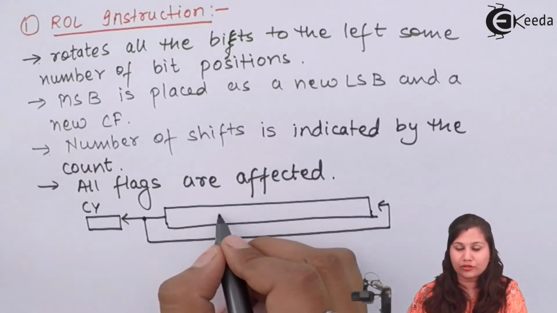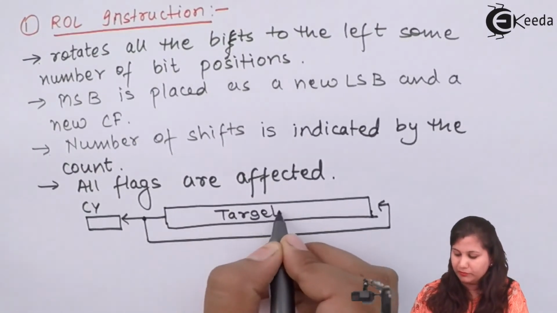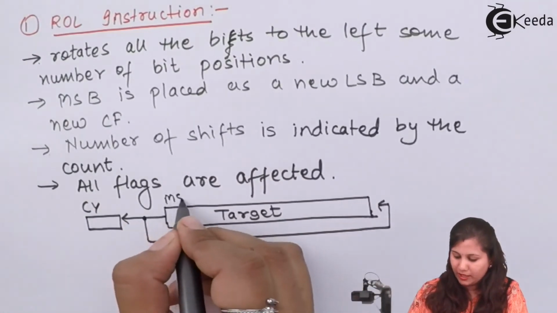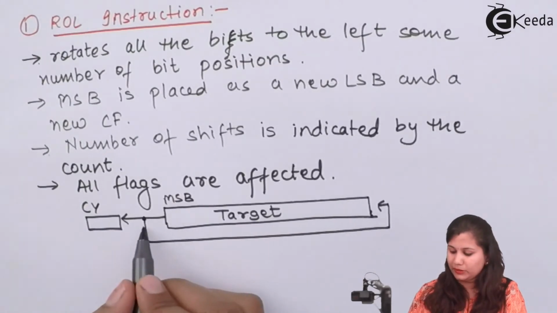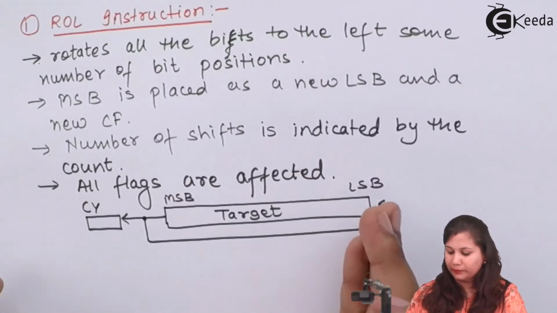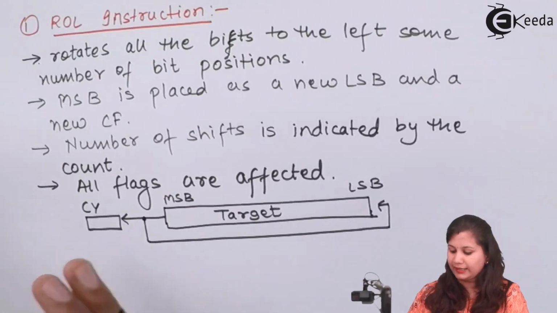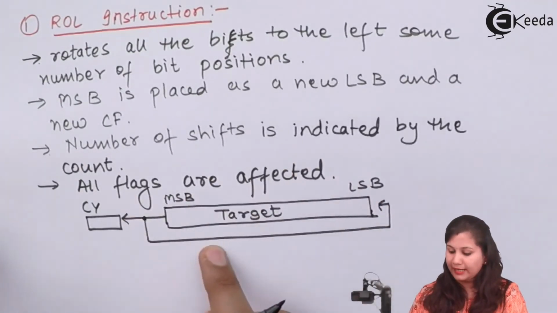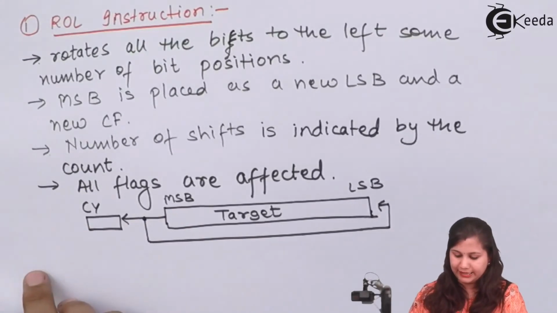This is the target register or the memory location, meaning the destination. The MSB bit of the target will be placed in the carry flag, and also at the LSB position. So all the bits will be shifted to the left hand side, and the MSB is placed at the LSB, so they are rotated, and the MSB is also placed in the carry flag. Let us take an example.